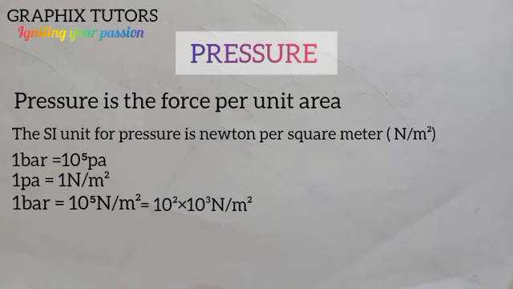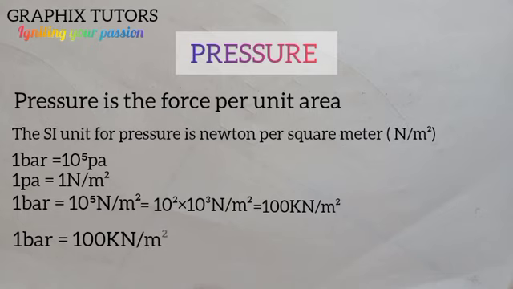Now we know very well that 10 raised to power 2 is 100 and 10 raised to power 3 is 1000. Another way of writing 10 raised to power 3, which is 1000, is kilo. So I can write it as 1 bar equals what? 100 kilonewton per meter square, right? Now if 1 bar gives us 100 kilonewton per meter square, we can also convert that into kilonewton per millimeter square if we want to.